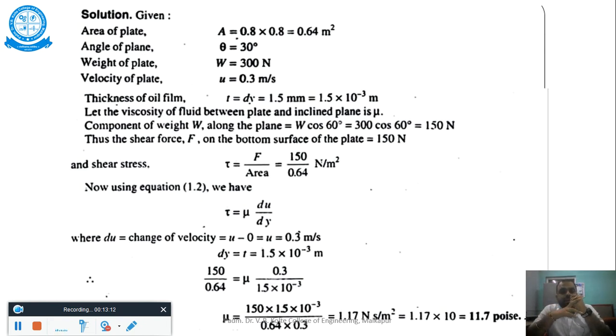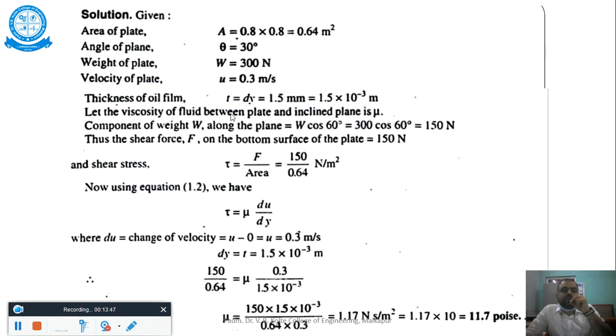Area of the plate, capital A, is equal to 0.8 into 0.8 is equal to 0.64 meter square. Angle of the plane, theta, is equal to 30 degree. Weight of the plate, capital W, is equal to 300 Newton. Velocity of the plate, u, is equal to 0.3 meter per second. Thickness of the oil film is t is equal to dy is equal to 1.5 mm. So we have to convert this mm into meters. So what will be there? 1.5 into 10 raised to power minus 3 meter.